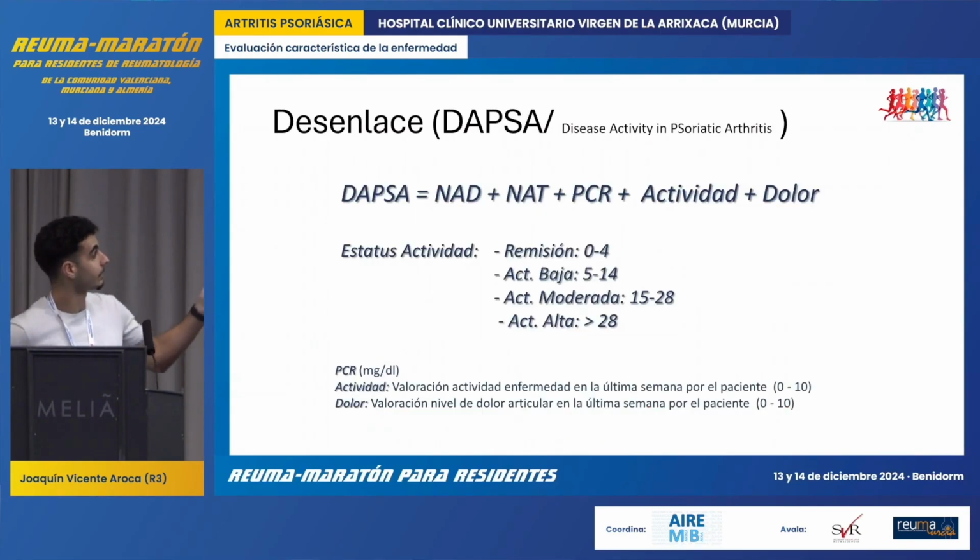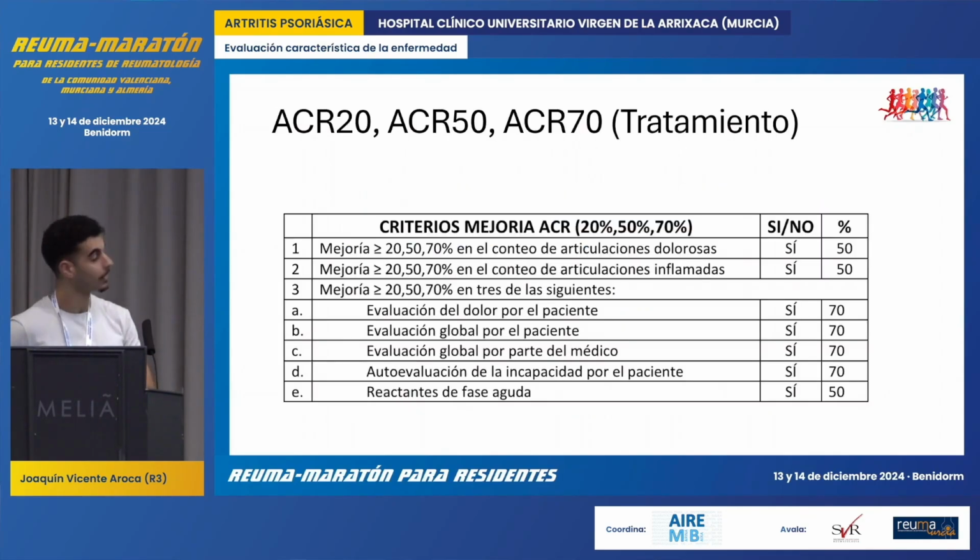Another outcome index we could also consider is the DAPSA, since we've seen that it provides a set of values by which we can determine whether the disease is in remission or whether it is in a state of low, moderate, or high activity. And then there are other scales from the American College of Rheumatology, which are ACR 20, ACR 50, and ACR 70, mainly used in research and to assess treatment efficacy.